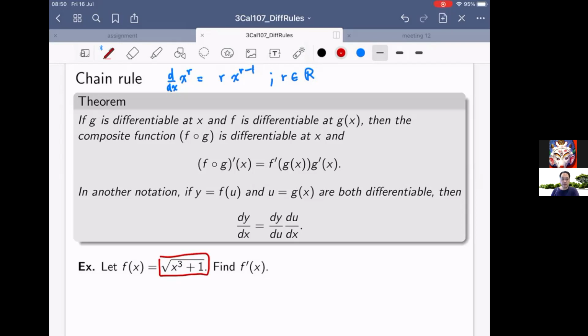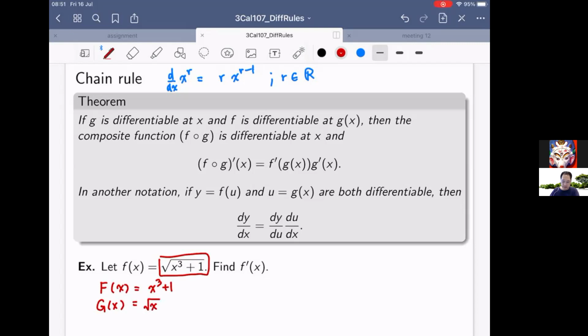So we are going to introduce another rule that will help you find the derivative of this kind of function. And this kind of function, sometimes we can see as a composite of two simple functions. For example, let's say that the capital F is x cubed plus 1, the one inside, and then the capital G can be the square root of x, the one outside.